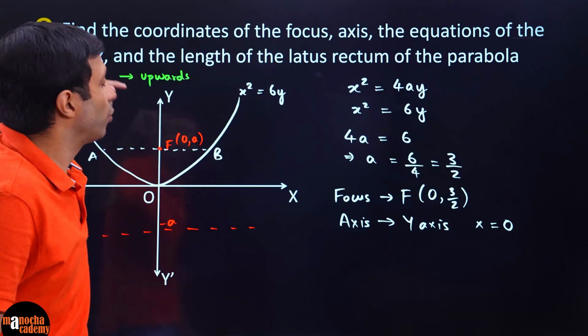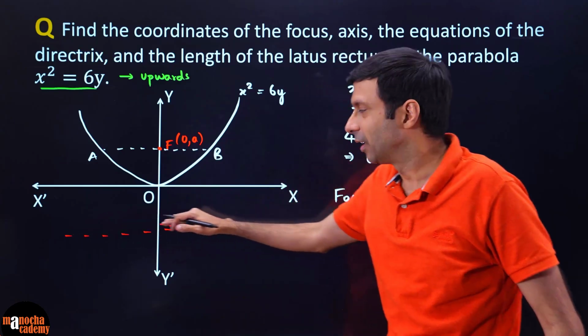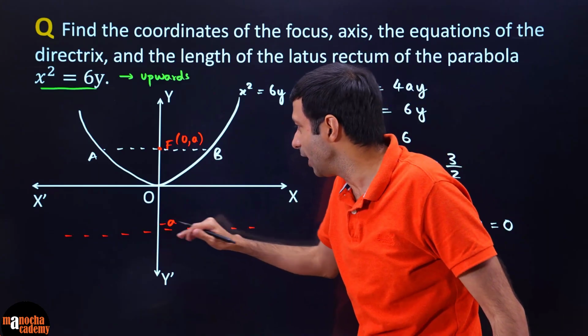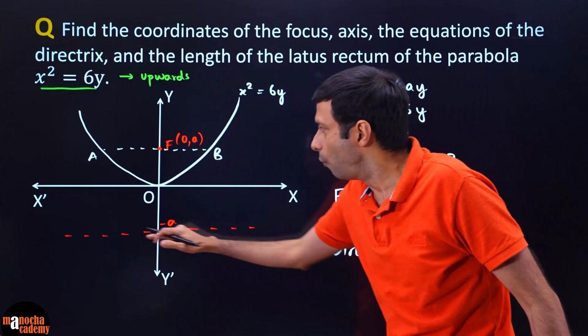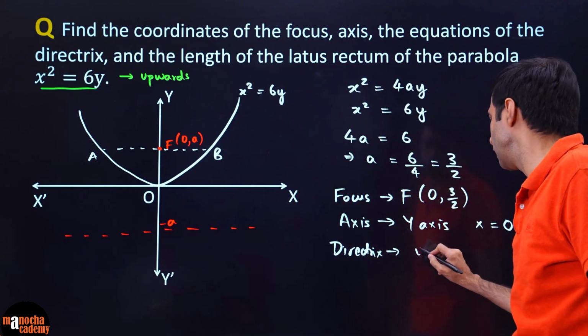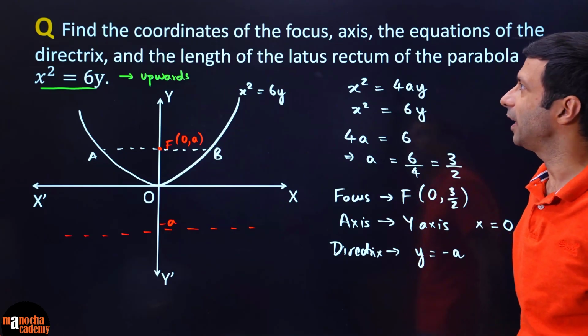Then we need to find the equation of the directrix. Where is the directrix, guys? Right here. And the equation of the directrix is going to be y equal to minus a. So note that down, guys. y equal to minus a.